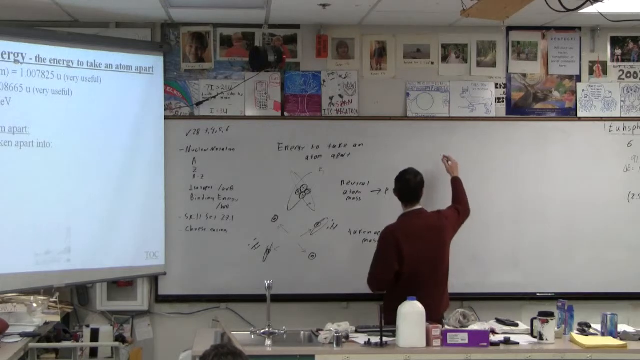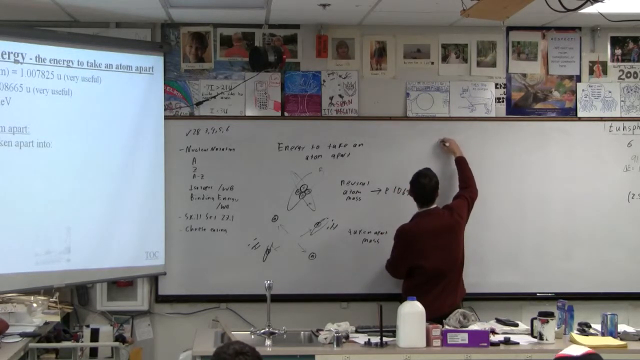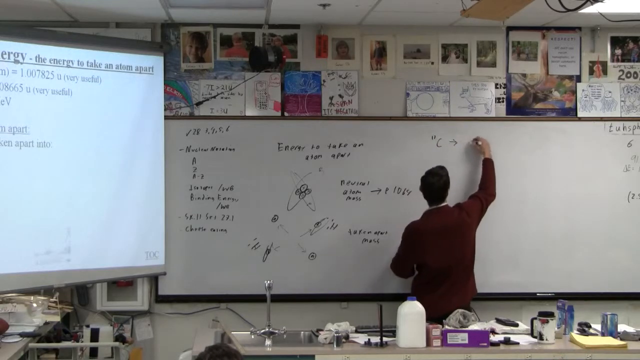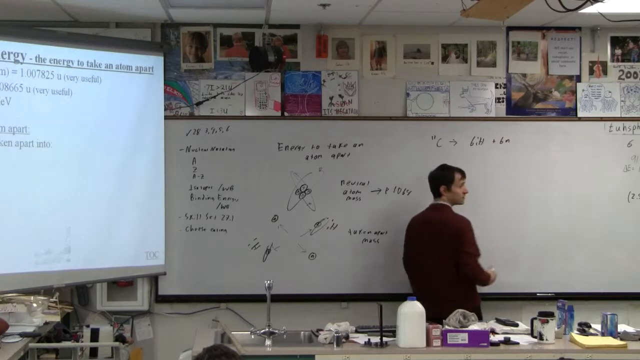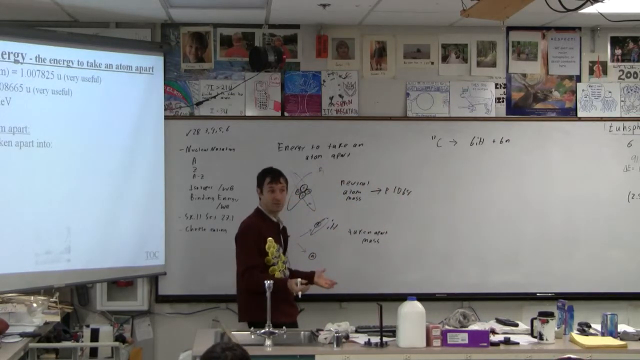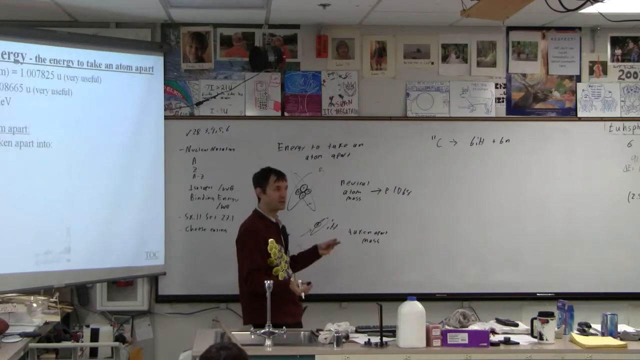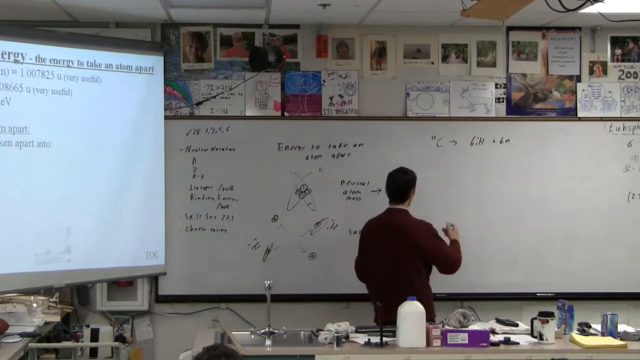Okay, so what we're going to do is take apart a carbon atom. We're going to take carbon-12 and turn it into 6 hydrogen atoms and 6 neutrons. We're just going to take it apart into those pieces. That's what it's made out of, correct? That's 6 electrons, 6 protons, 6 neutrons. That's the definition.